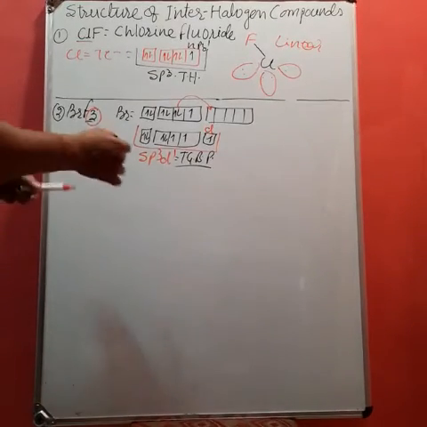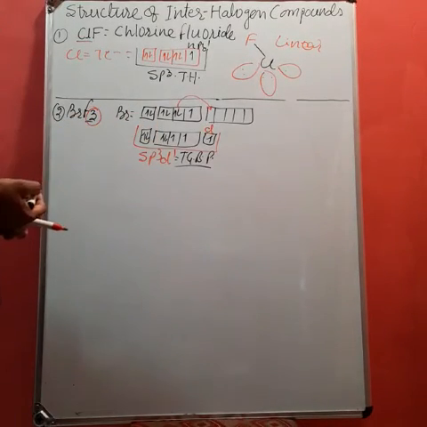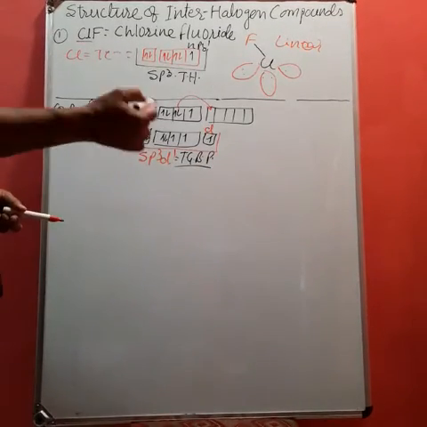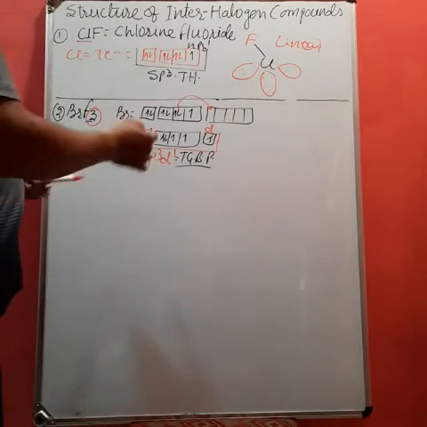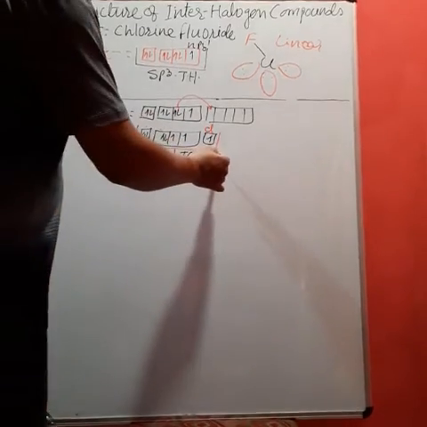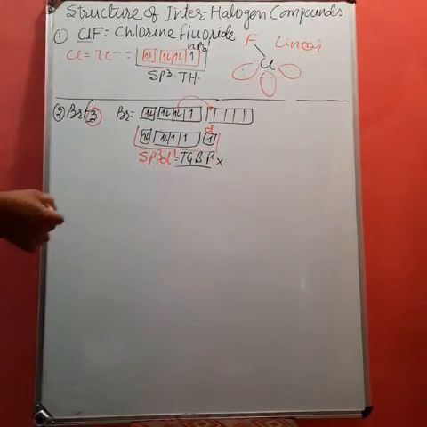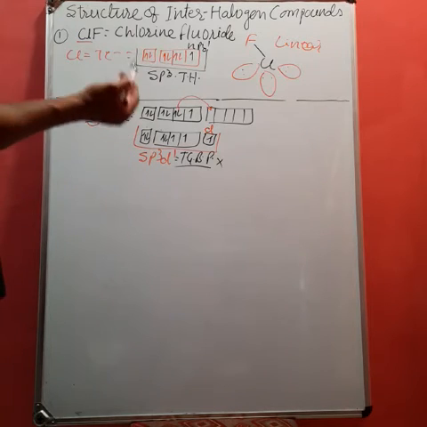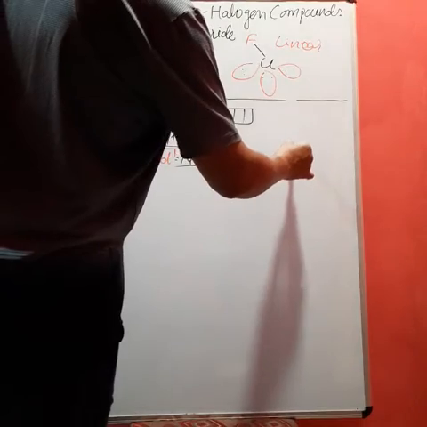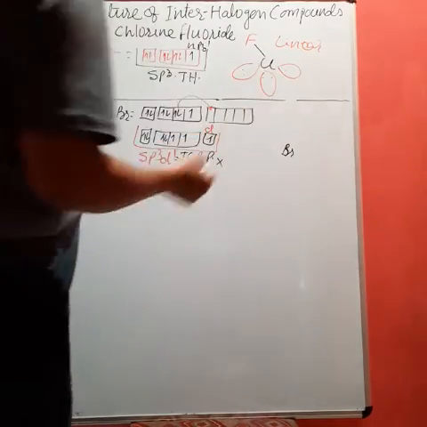But what will be the actual structure? The trigonal bipyramidal will be if all the orbitals are unpaired. But here remember 2 orbitals are paired. That means it will not follow the trigonal bipyramidal structure, but there will be a little change in the structure. How is it changed? So you write Br, this is the center atom.